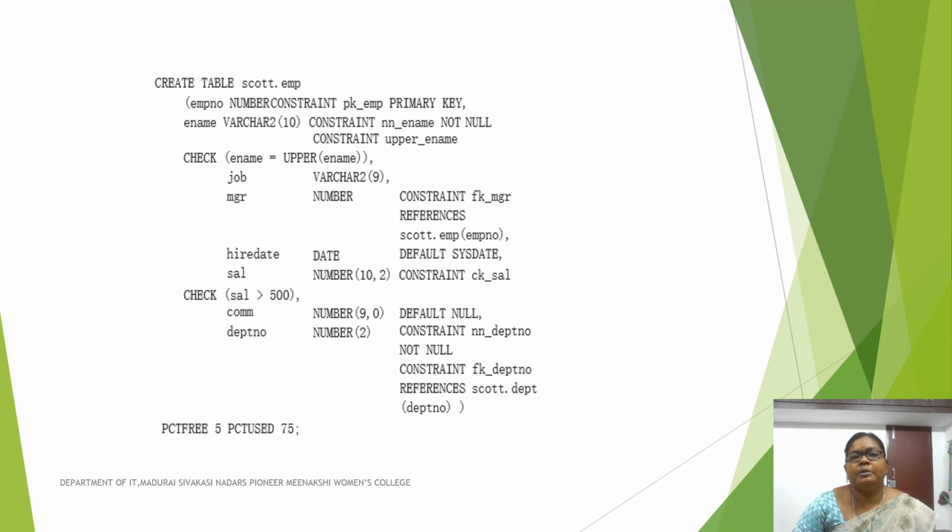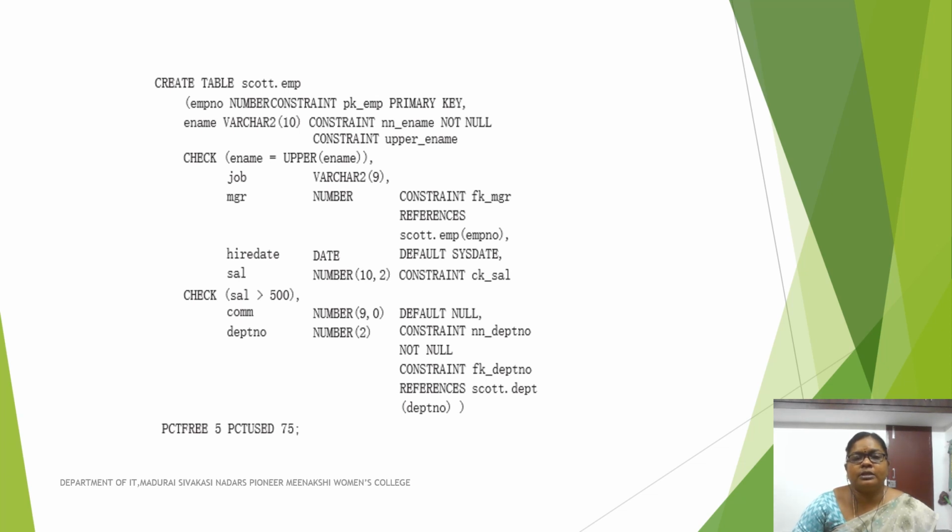So create table. The schema name is scott.emp. This is the emp table belonging to the Scott instance, followed by curved parentheses. You specify the column name and the data type, and the primary key for the first column, the not null constraint for the second column, and the check constraint with uppercase, upper E and upper underscore ed.